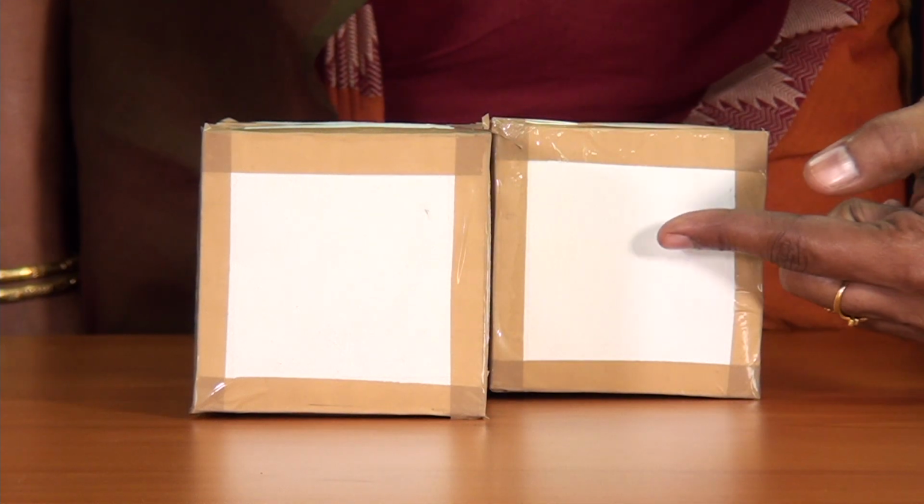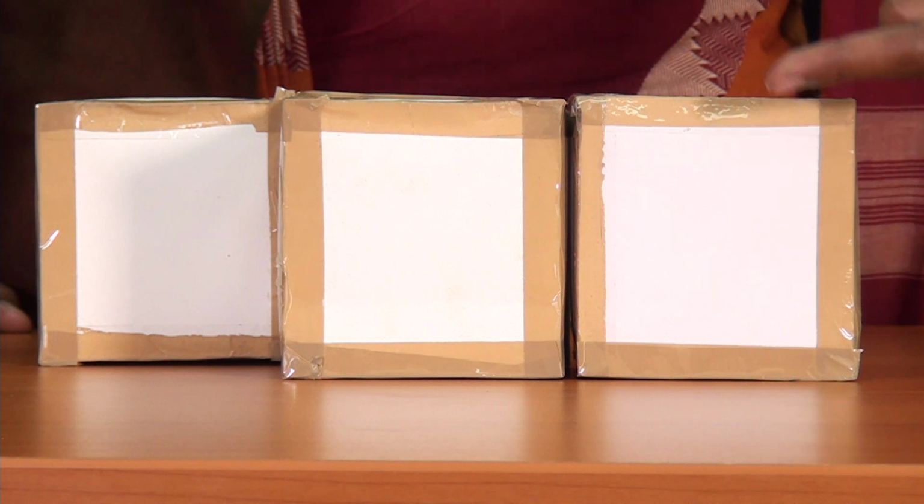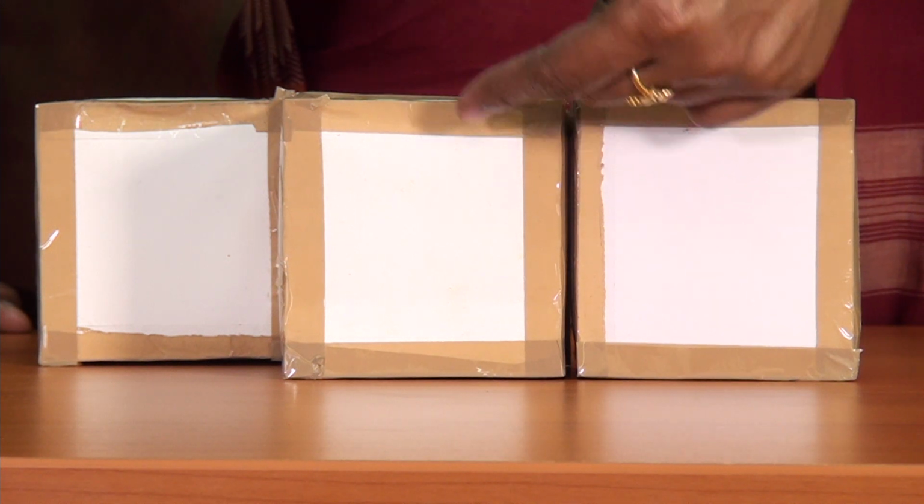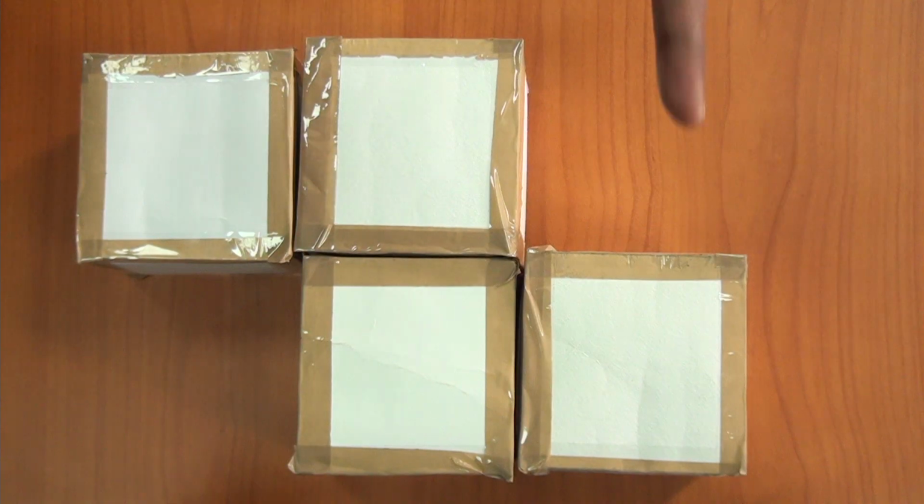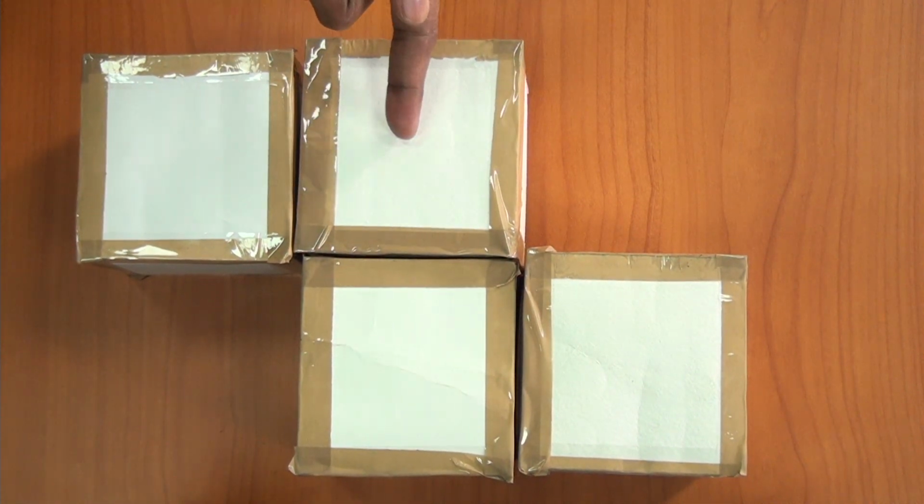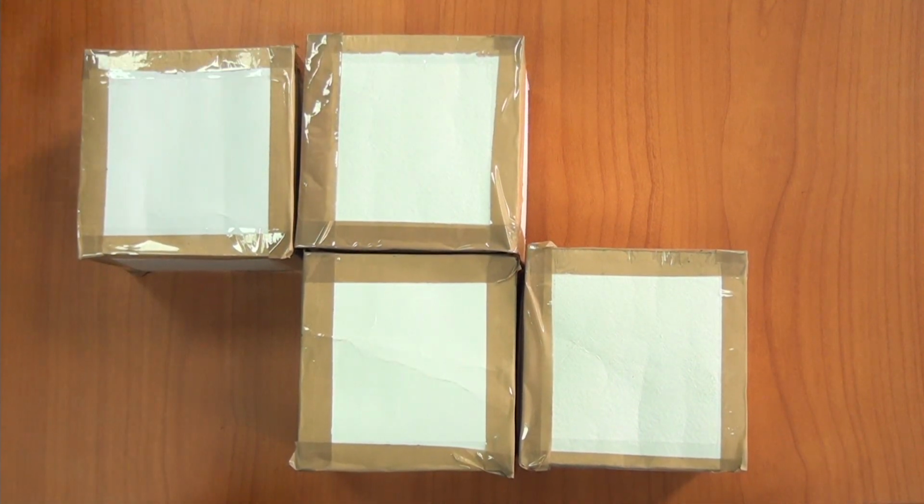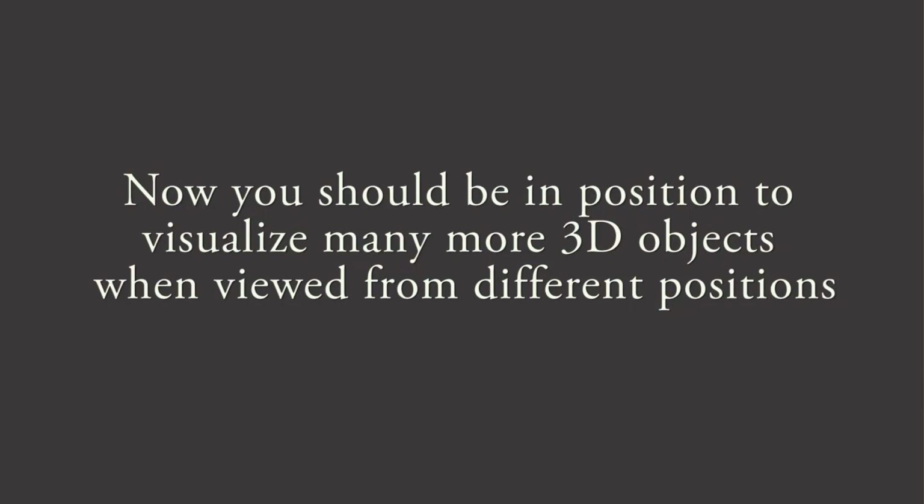Now let us move to the side view of the same object. What do you observe? Yes, there are three squares. Now to the top view. So when we look at the object from the top, what can you see? Yes, there are four squares. Now you should be in a position to visualize many more such 3D objects when viewed from different positions.